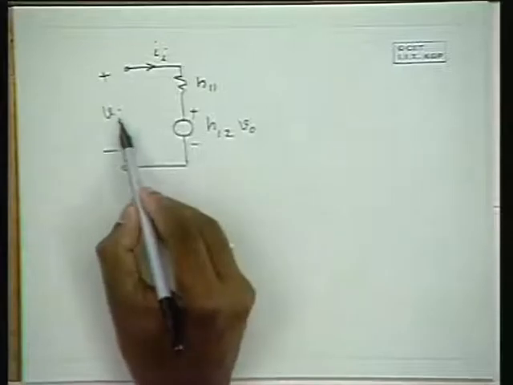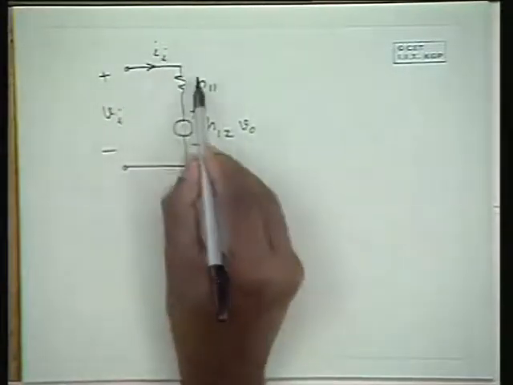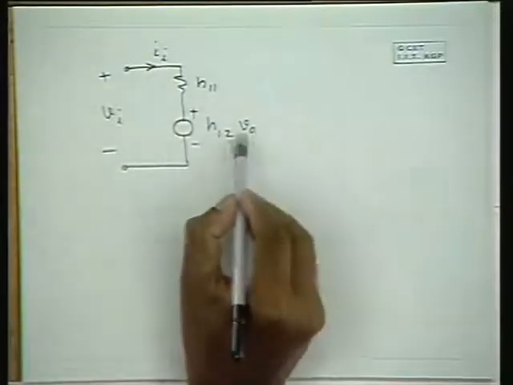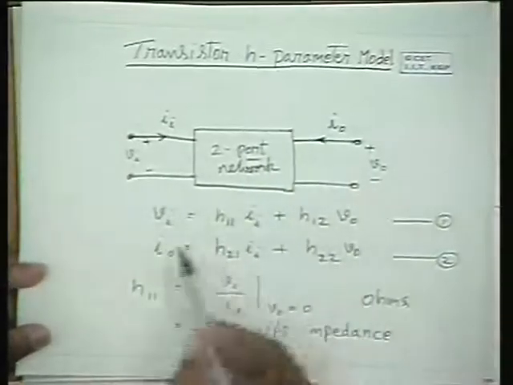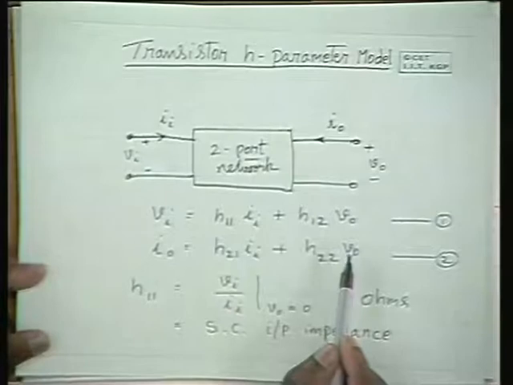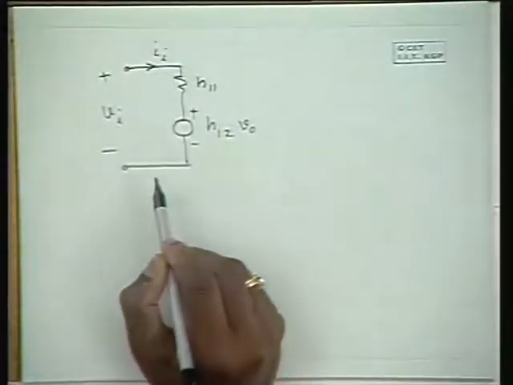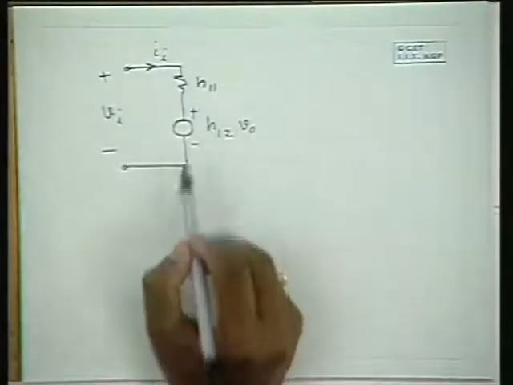Now please note that in this circuit, V1 is equal to I1 into H11 plus H12 V2, that's equal to V1, and that satisfies this equation. Hence, this is the circuit equivalent for equation 1, and please note that it has a voltage source, an output voltage dependent voltage source.